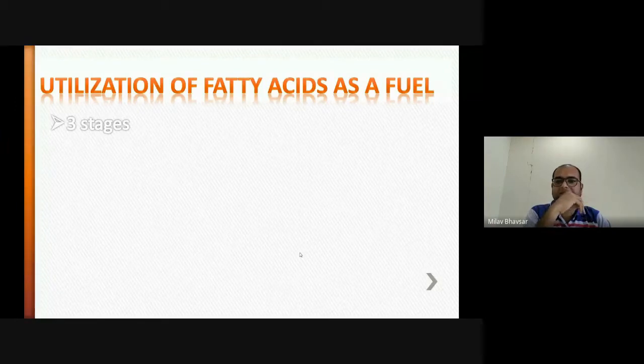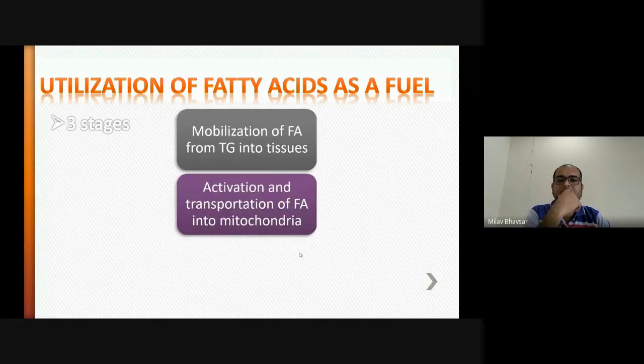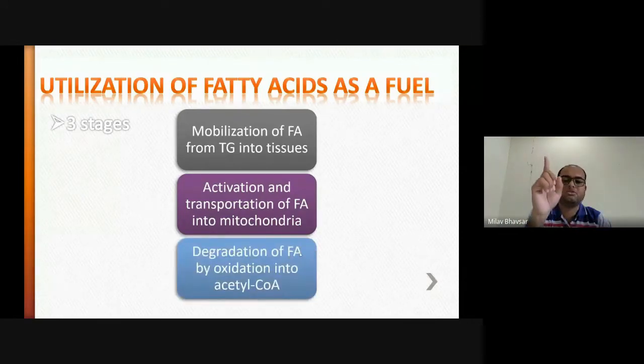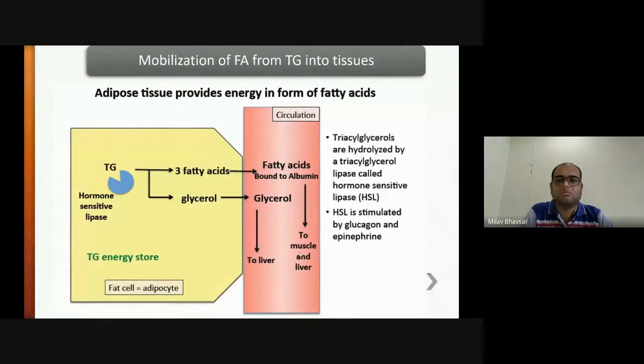There are three stages. First is mobilization: whatever fatty acid is there inside the triglyceride in the tissues is moved out. Then you activate them and transport them into the mitochondria, and then you do the oxidation into acetyl coenzyme A. Once we generate the acetyl coenzyme A, there is a common pathway: TCA cycle, then ETC, and then oxidative phosphorylation.